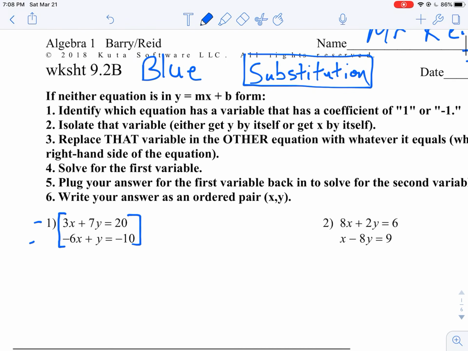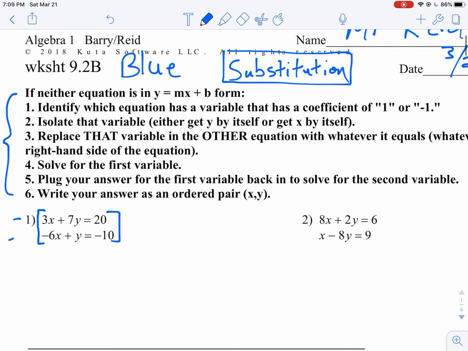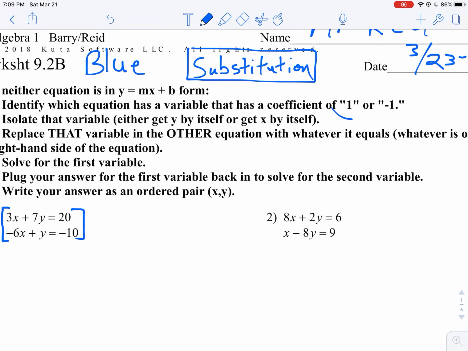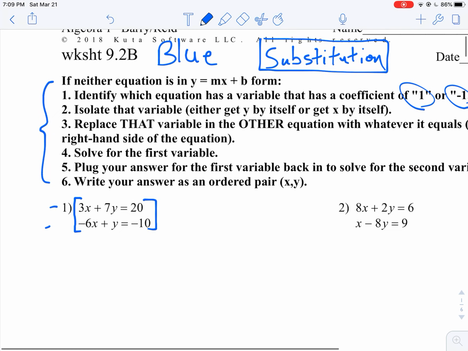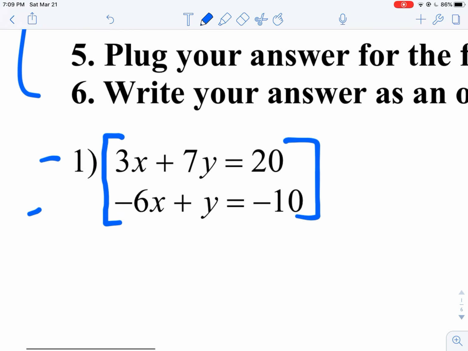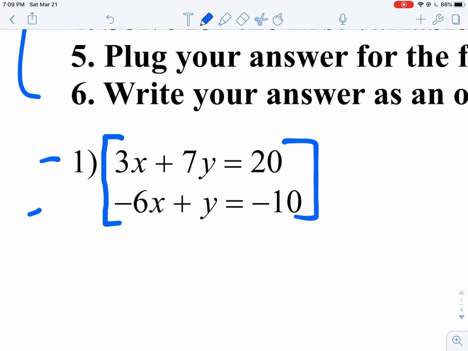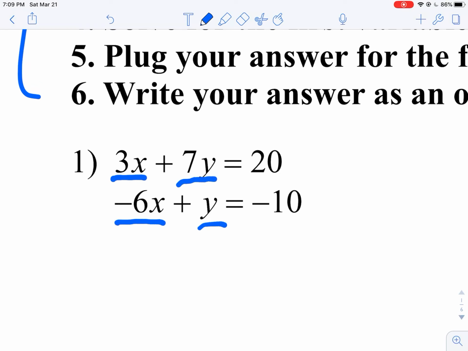Okay, step 1, if you read through these top instructions, you may find this pretty helpful too. Step 1 says identify which equation has a variable that is a coefficient of 1 or -1. And what that means is that in our first problem, we have 2 equations, and each of them has 2 variables. One is 3x, one is 7y. They have -6x, and then we have y. Only one of them, in this case, has a coefficient of 1. Can you find the one that has a coefficient of 1?